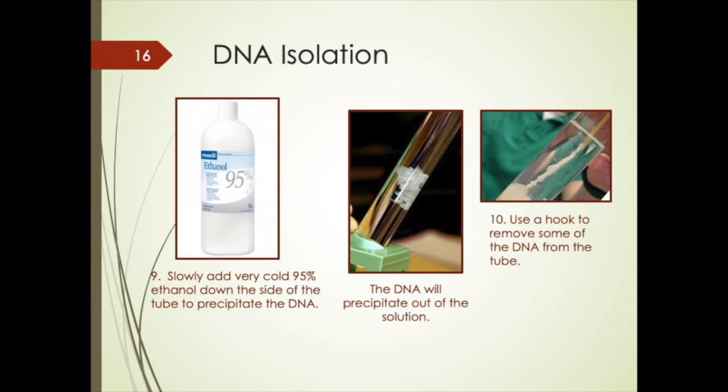Slowly start adding that really cold ethanol. When I say really cold ethanol, this ethanol needs to come from the freezer. All right, you need to get it out of the freezer. When you freeze ethanol 95, it's not going to freeze. This is just like alcohol. It's not going to freeze. So very cold 95% ethanol will start to precipitate that DNA out of the banana, and it'll come out of the solution. And then you can use a toothpick or some type of small metal hook to remove some of the DNA from the tube.